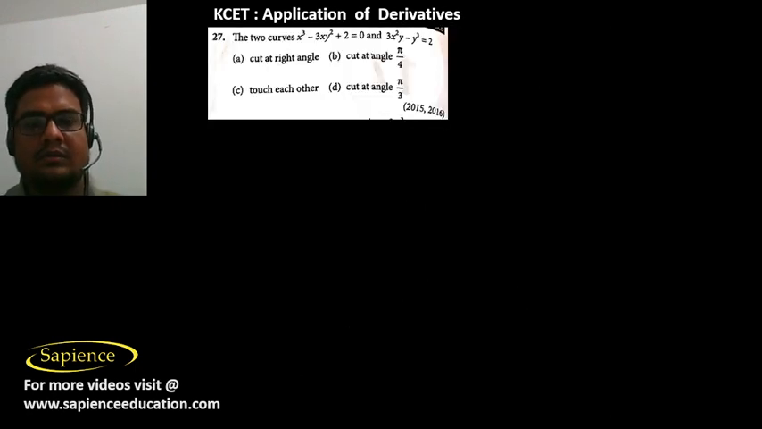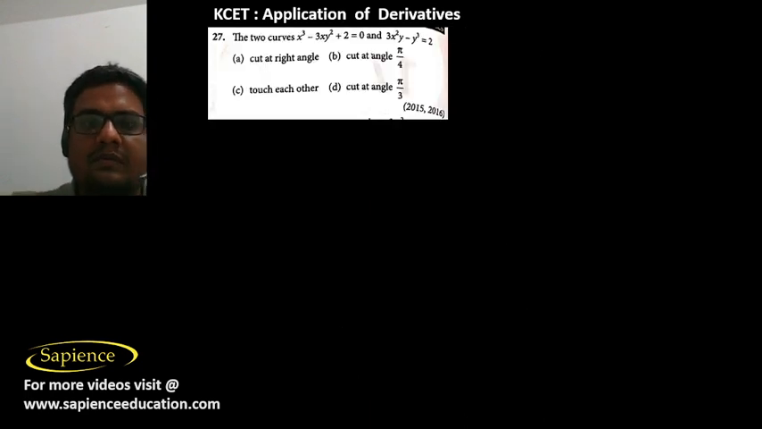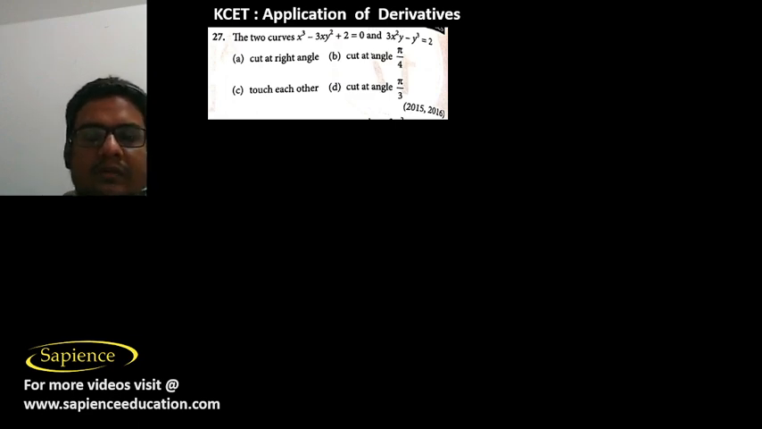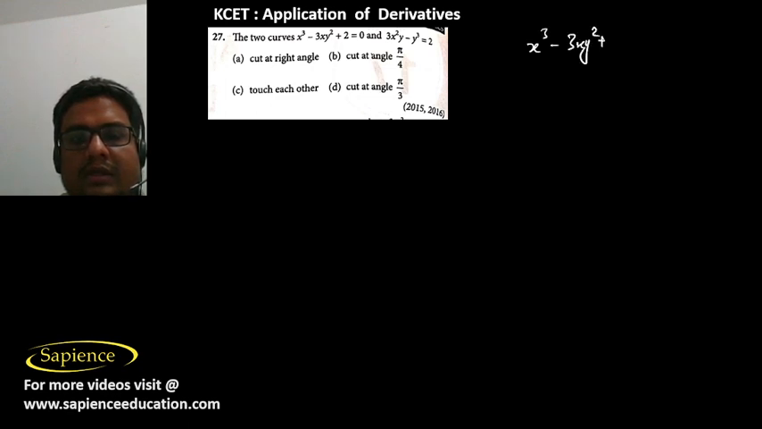Then question number 27. The two curves will cut at how much angle? First we have to find at which point they will cut. The two equations are x cube minus 3xy square plus 2 equals 0, and 3x square y minus y cube plus 2 equals 0.